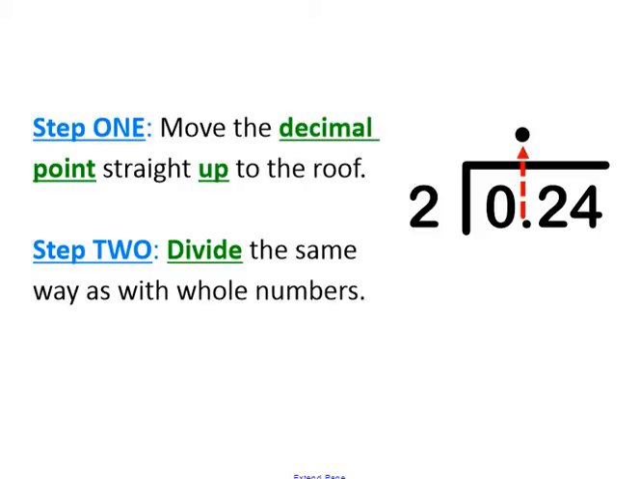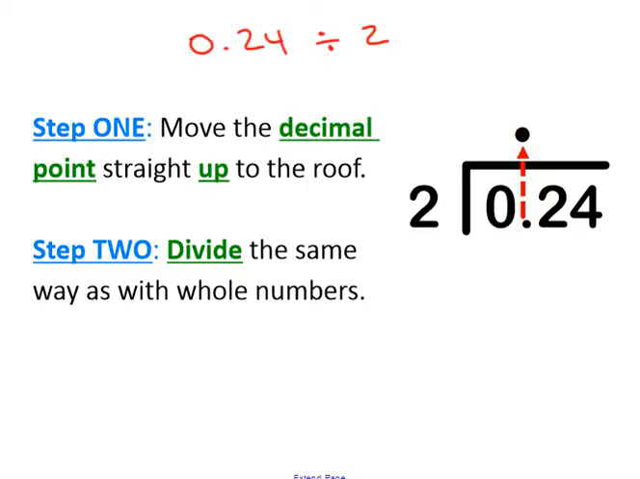So step one is you have your problem set up just like this. And before I even get into step one, the way that this problem would be presented to you is 0.24 divided by 2. This first number is always the number that goes inside of the bracket, okay? So step one, you're going to take that decimal point and move it directly up to the roof of the bracket, as we like to call it. That is always going to be your first step. You cannot forget to do that. It is essential because it determines where the decimal point goes within your answer.